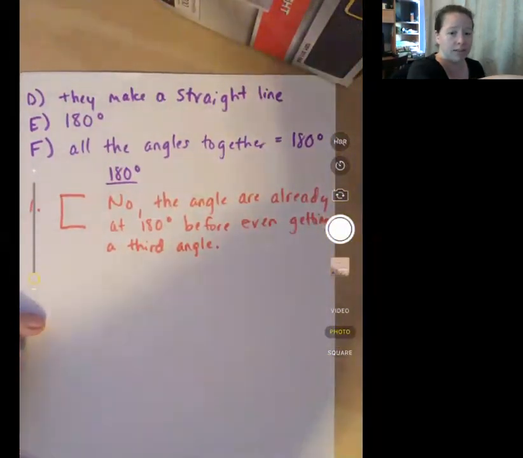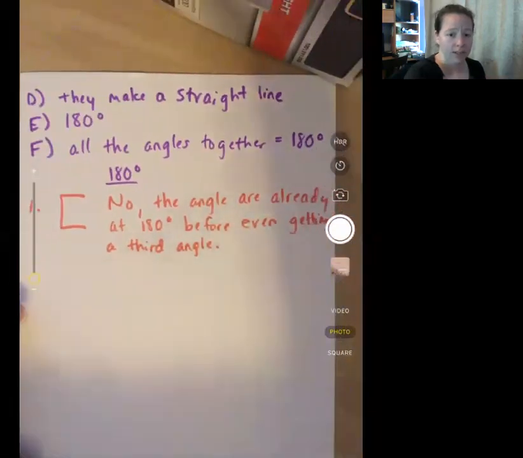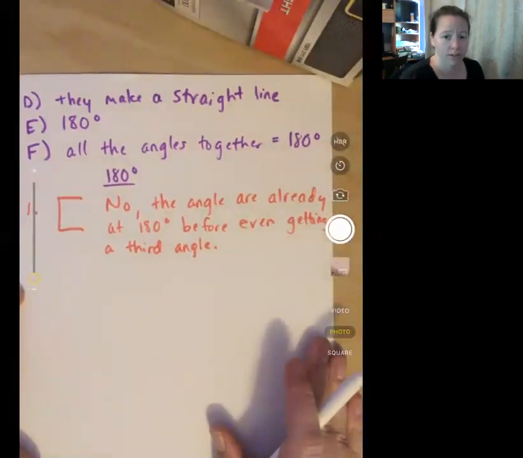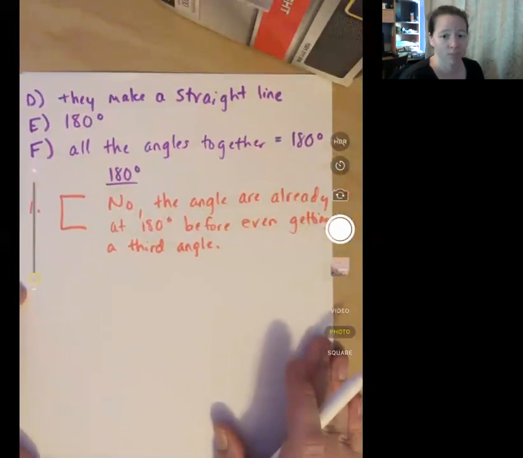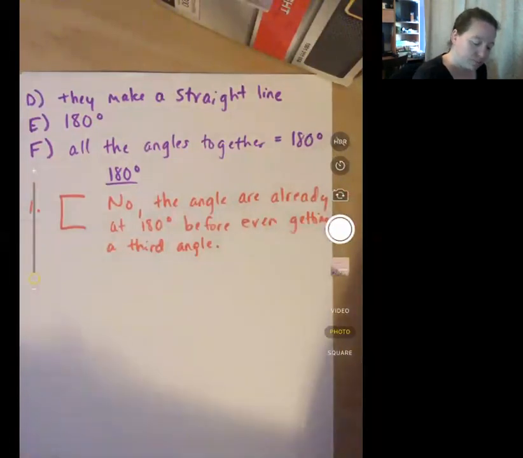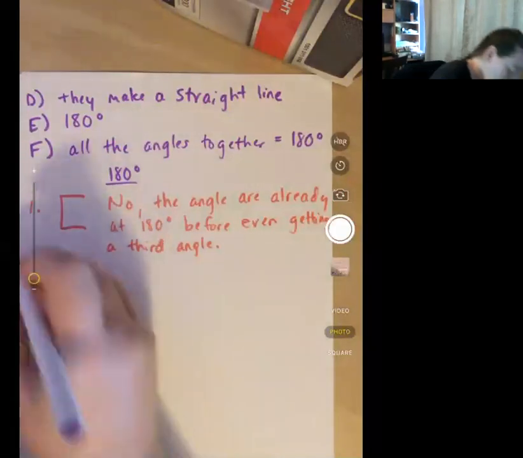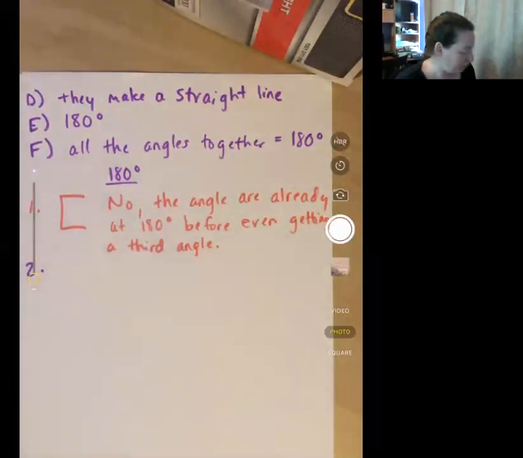So let me zoom in a little bit. Can I? Not really. Okay, sorry. Then I am going to do number 2. Describe the relationship between the two acute angles in a right triangle.